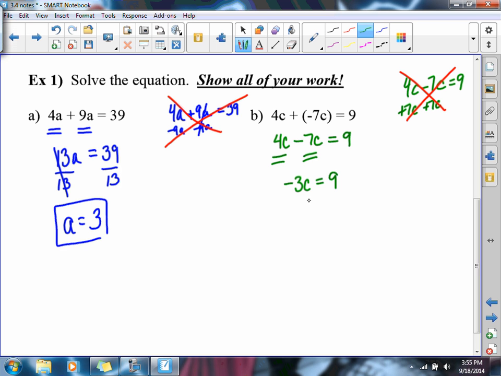Okay, now to finish solving this problem for c, I have to get rid of that negative 3 that's being multiplied by the c. So I have to divide by that negative 3. And now a positive divided by a negative, that's negative 3.